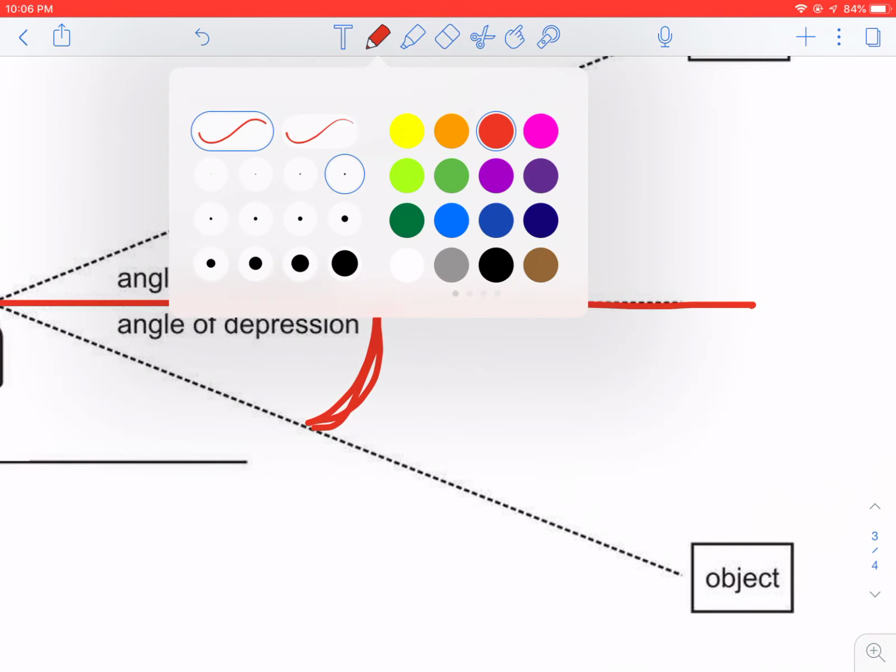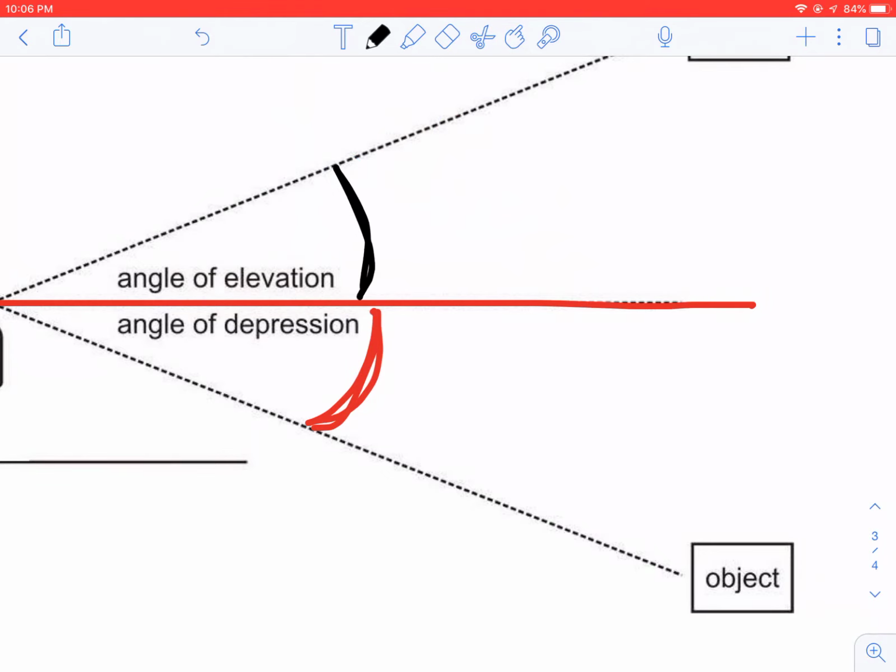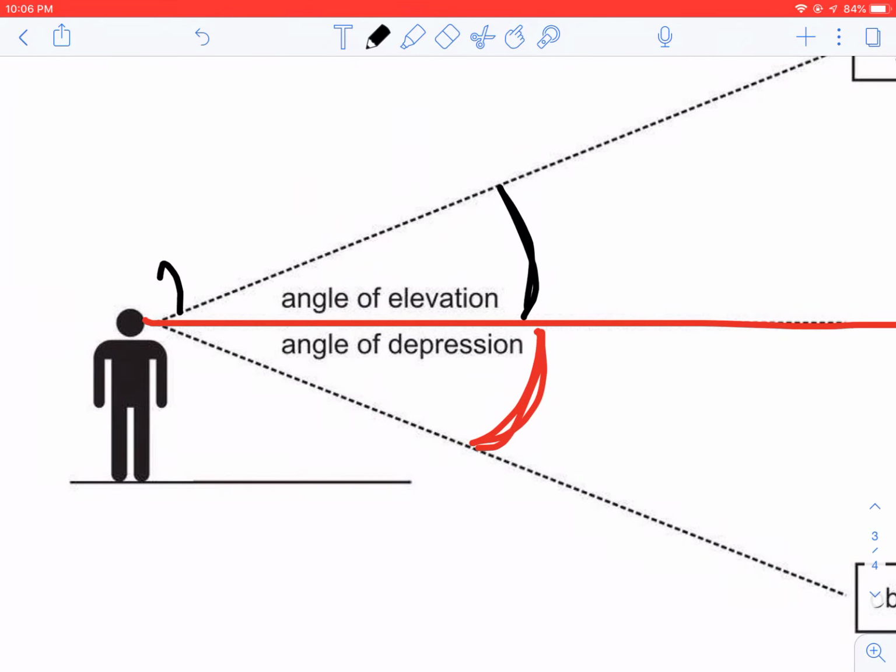If you're looking up at something, you have to elevate your head. You have to tilt your head upward. So when you tilt your head upward, that's an angle of elevation. When you're depressed, you're going to be looking down. That's going to be called the angle of depression.